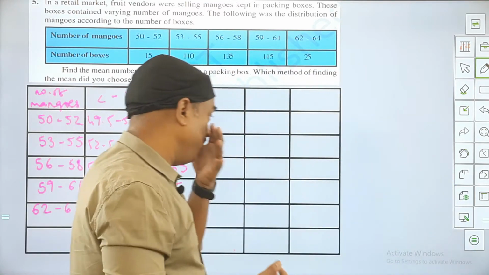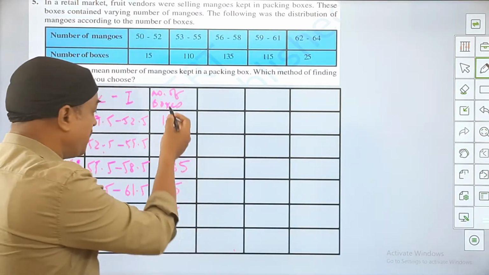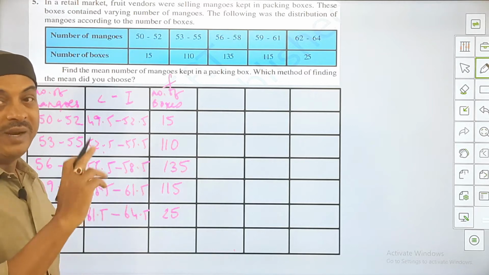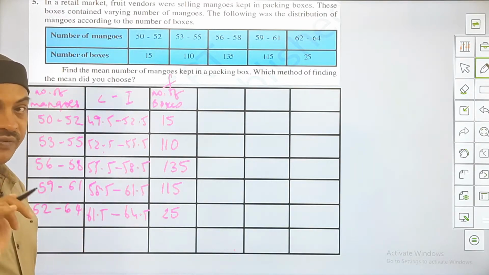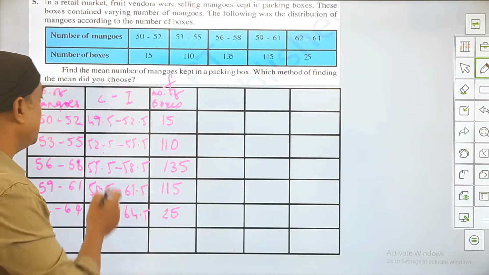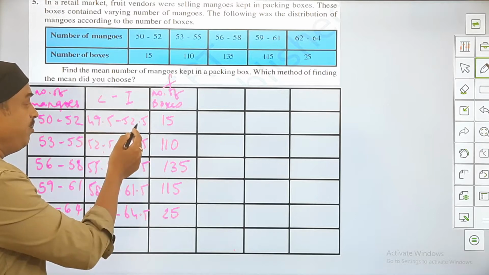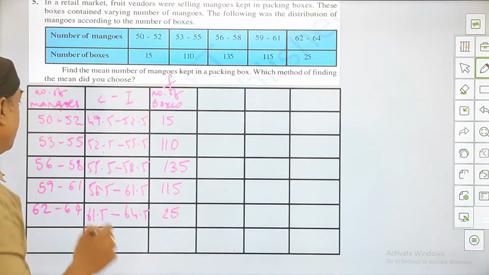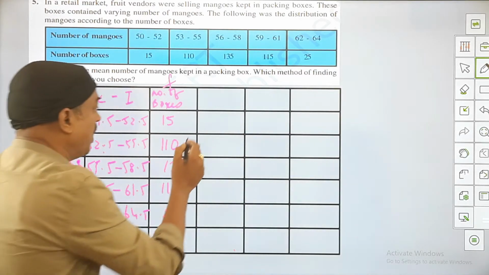Now, which method is recommended? The frequency numbers are large, big-size numbers, and multiplying directly with those numbers can be difficult. And what are the midpoints, my friend? 49.5 plus 52.5, the exact mid value, what will it be? It will be something like 51.